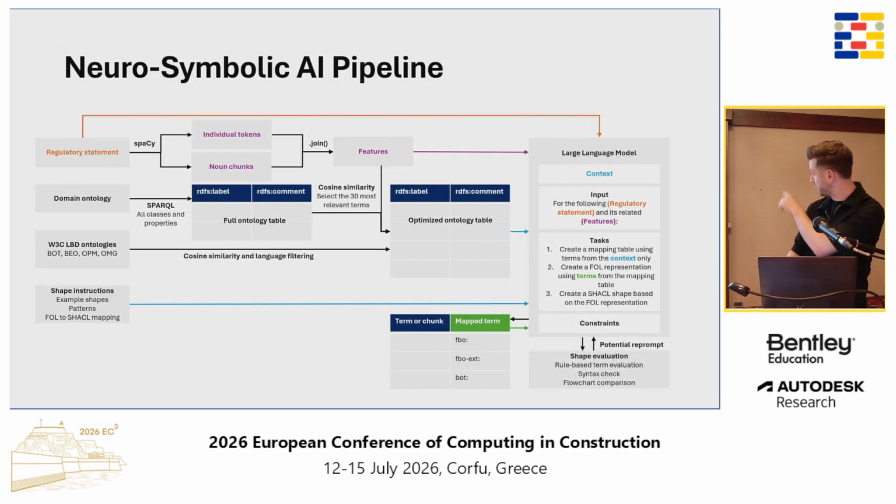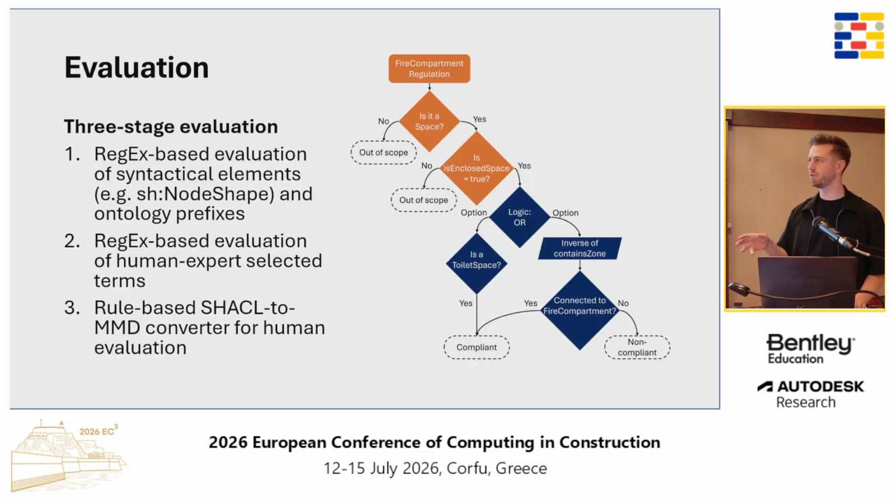And then what we finally do is we have on the right bottom, shape evaluation. So we want to evaluate the SHACL shape because fire safety experts in our case need to use it. And we have a couple of methods. We tried regex-based methods where we check for syntactical SHACL elements. So if they're not present, then the shape will not work. So they have to be there.